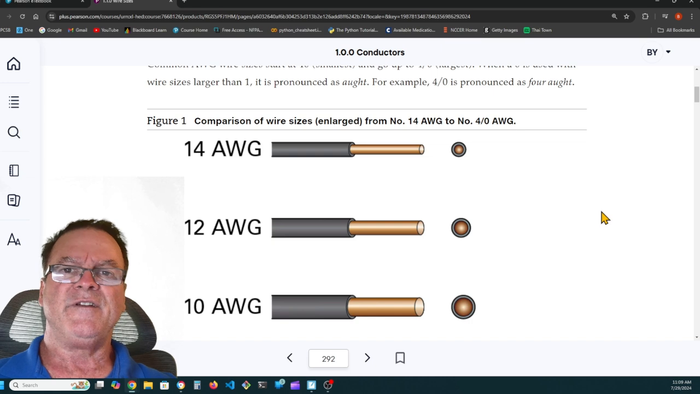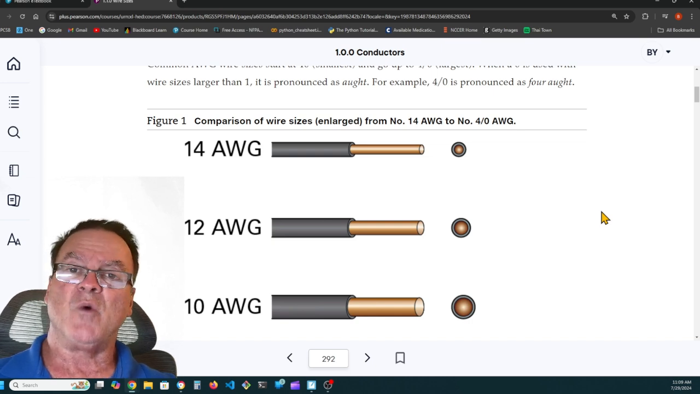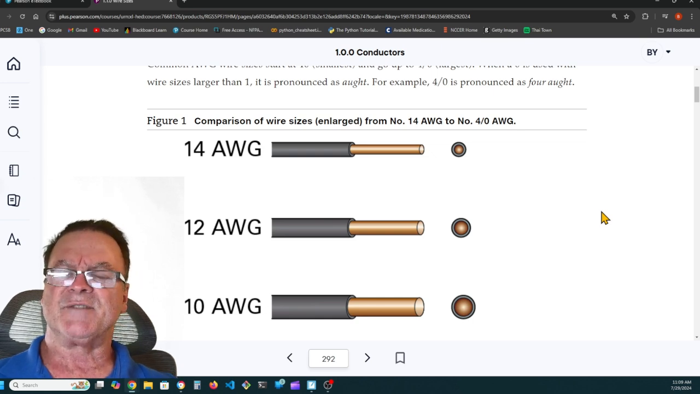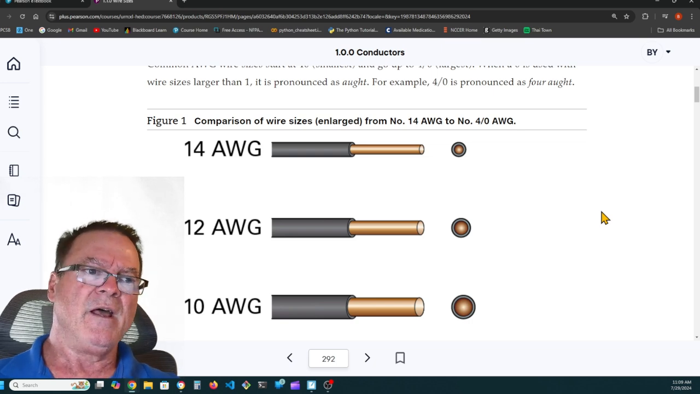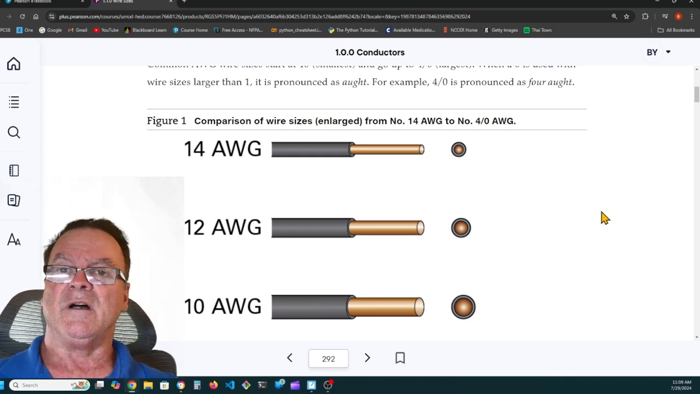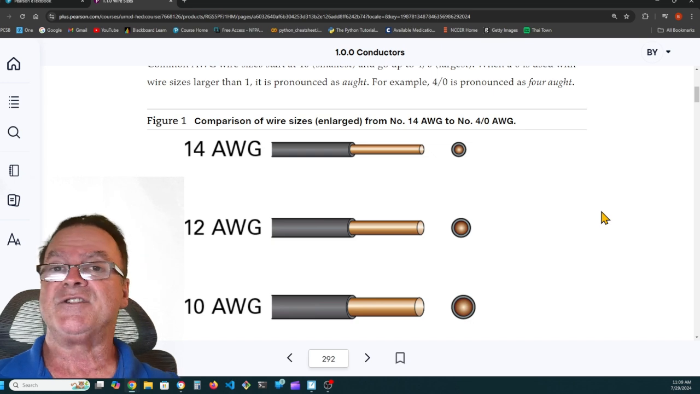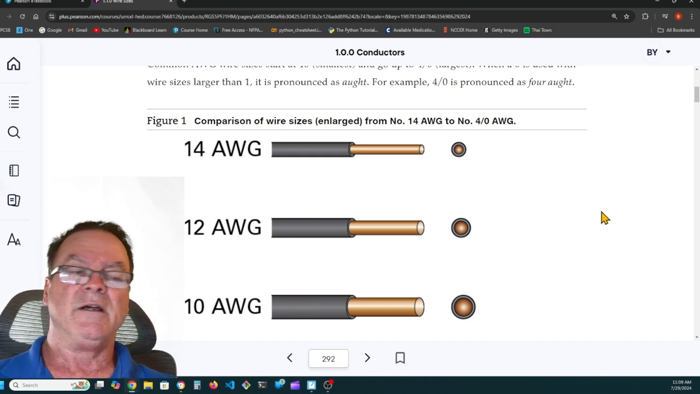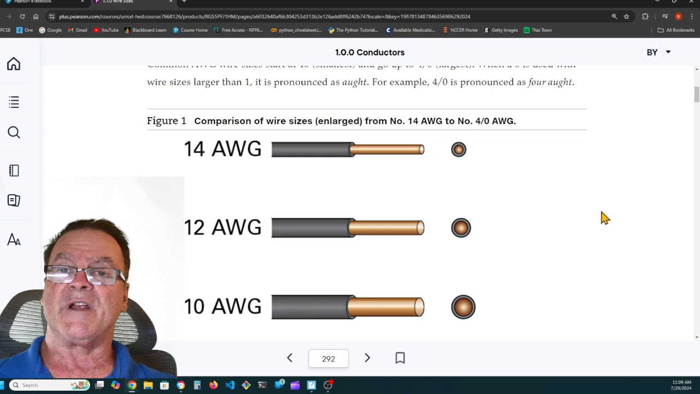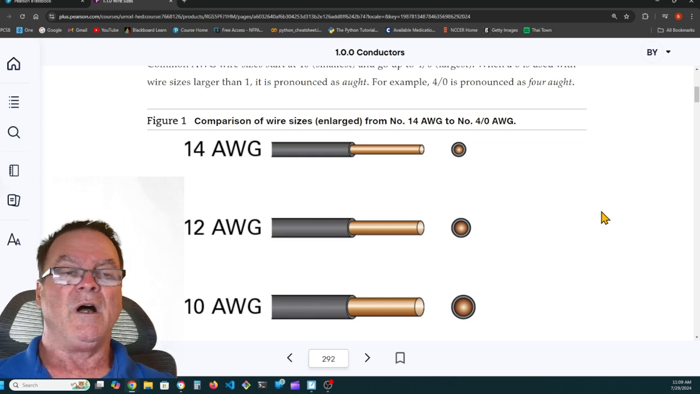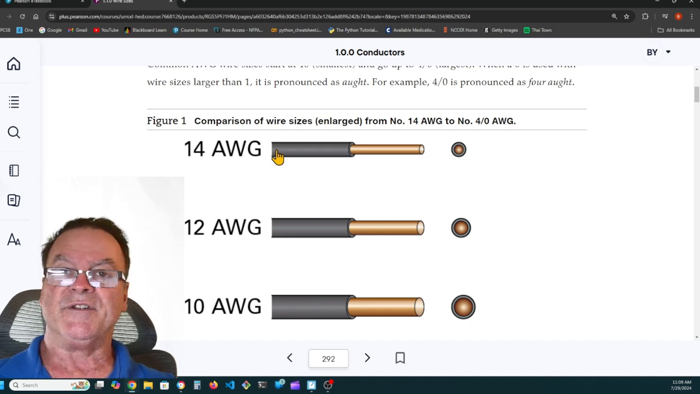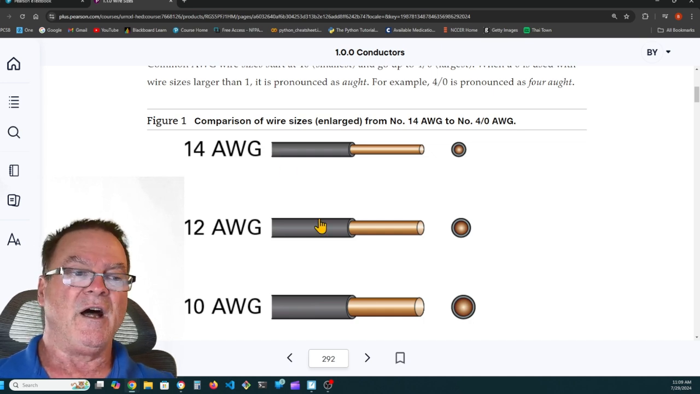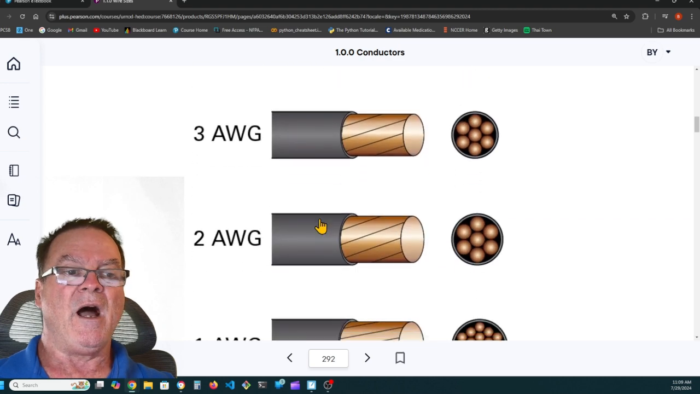So when you're working in the field, you're going to hear people talking about number 12 gauge wire, number 10 gauge wire. 14 gauge is the smallest wire we use for branch circuits in the electrical industry. There are smaller wires. They're used for communication and for telephone and data, but they're not used for branch circuits. So from here, 14 gauge is about the smallest that we'll deal with in the field, on up to what they call aught.